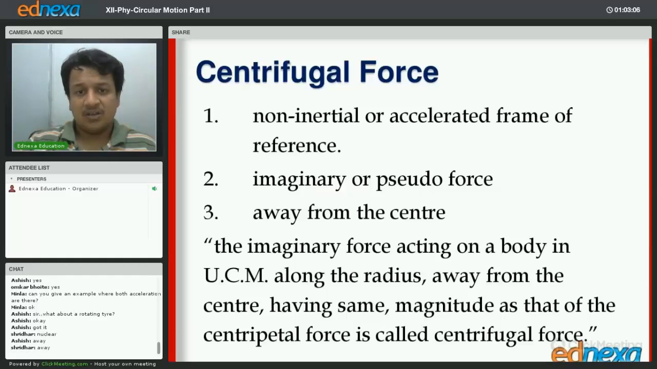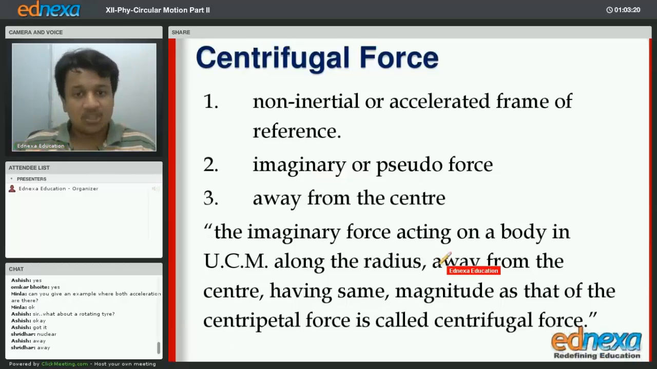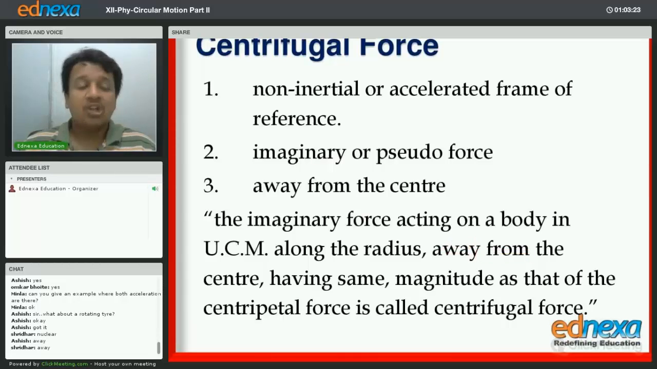Centrifugal force is because of a non-inertial or accelerated frame of reference. Centrifugal force is an imaginary force or pseudo force. What is pseudo force? We discussed in 11th standard. The force which we can feel, but we cannot see the cause behind it, is known as pseudo force.